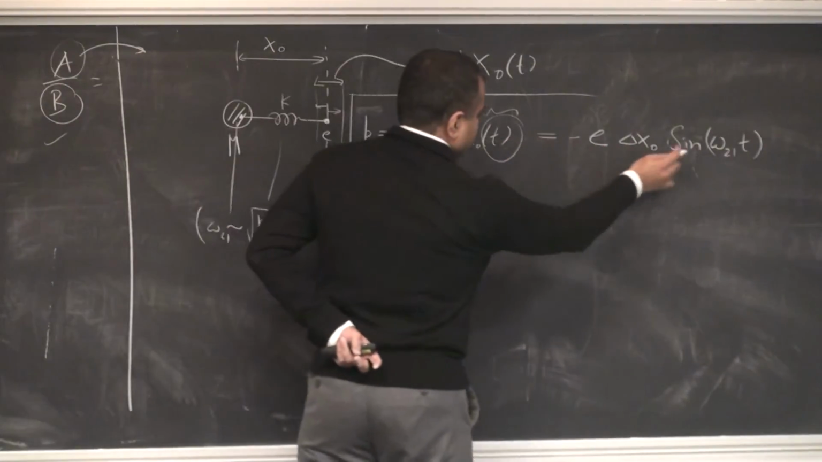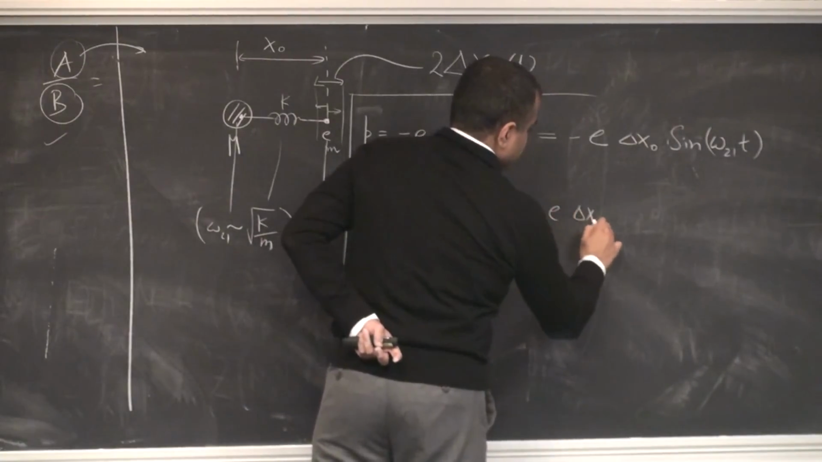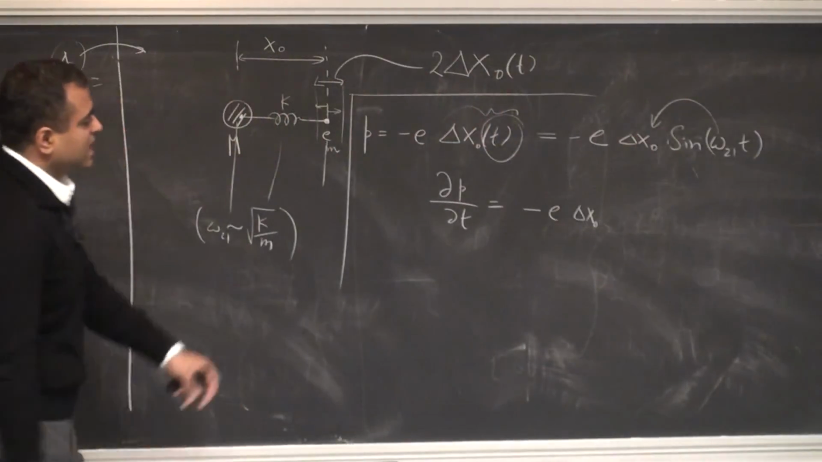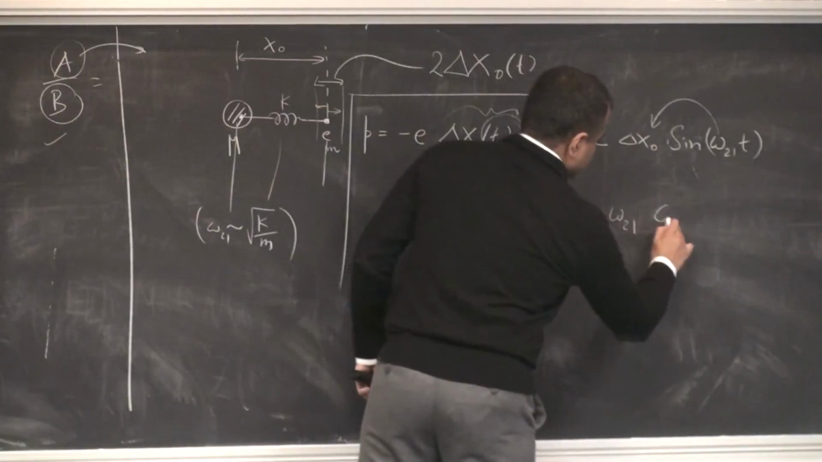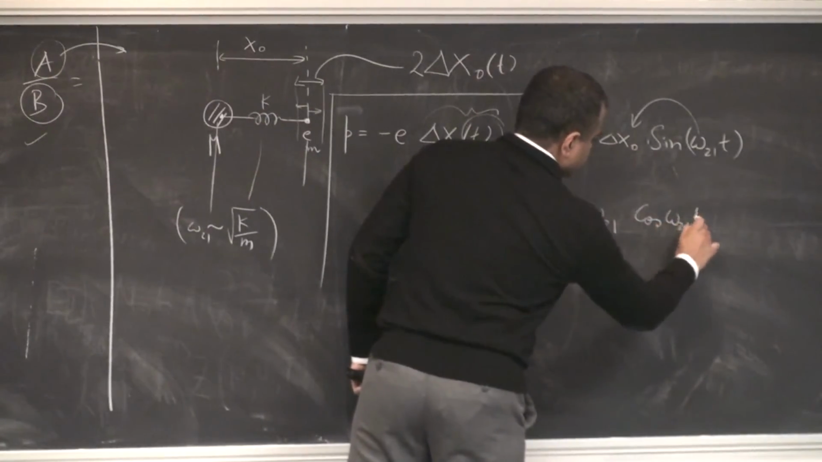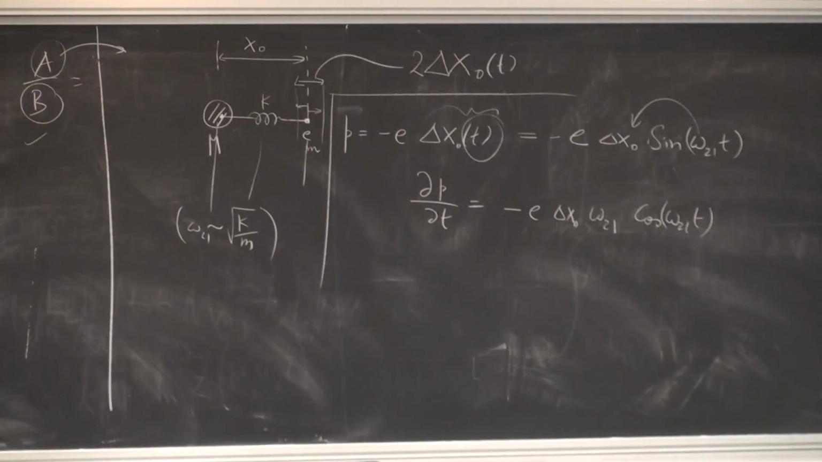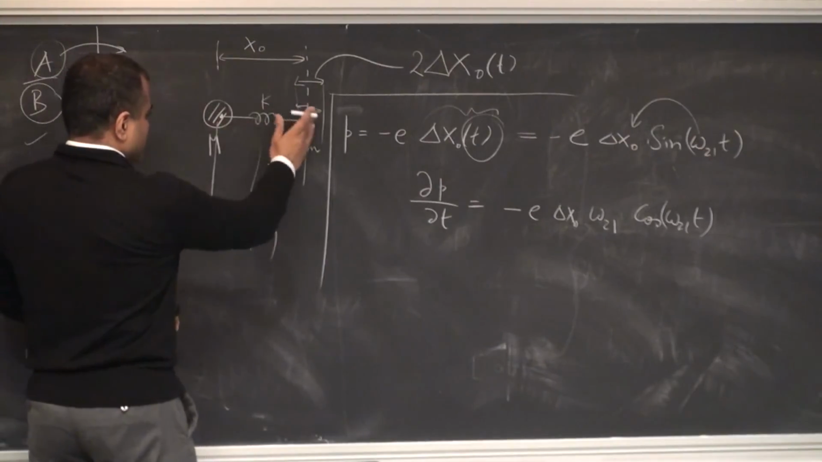And the rate of change of the polarization is therefore given by the time derivative of this quantity, which just happens to be delta x naught. When you take a time derivative, the omega comes out of the sine, and you get omega 21 times cosine of omega 21 t. So that's the rate of change of polarization in this atom system, with the electron sloshing around a little bit.